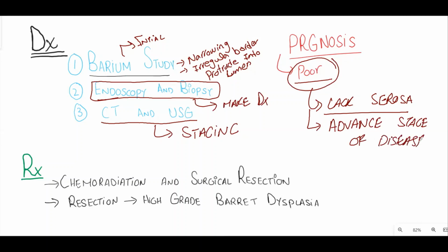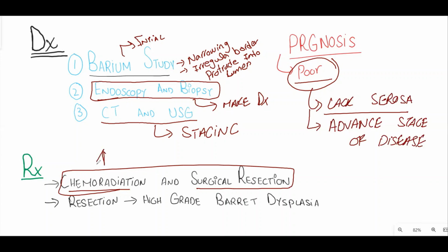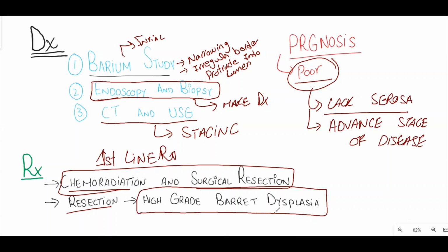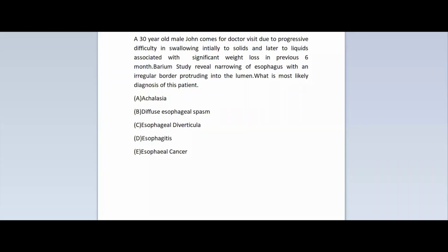Next is the treatment. Chemoradiation and surgical resection are the first-line treatment. Resection is also indicated in high-grade Barrett dysplasia because it converts into adenocarcinoma. The right option of this clinical vignette is esophageal carcinoma, esophageal cancer.